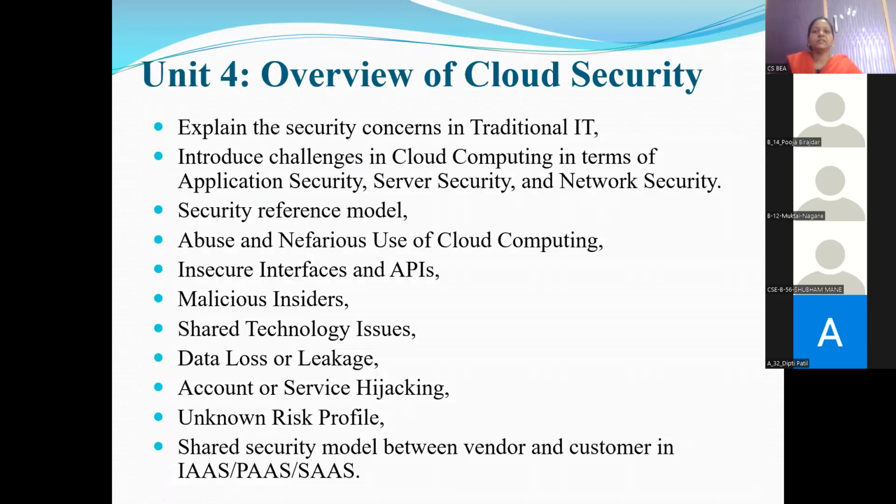The challenges in case of cloud computing in terms of application security, server security, and network security, that part we will cover in our next lecture.